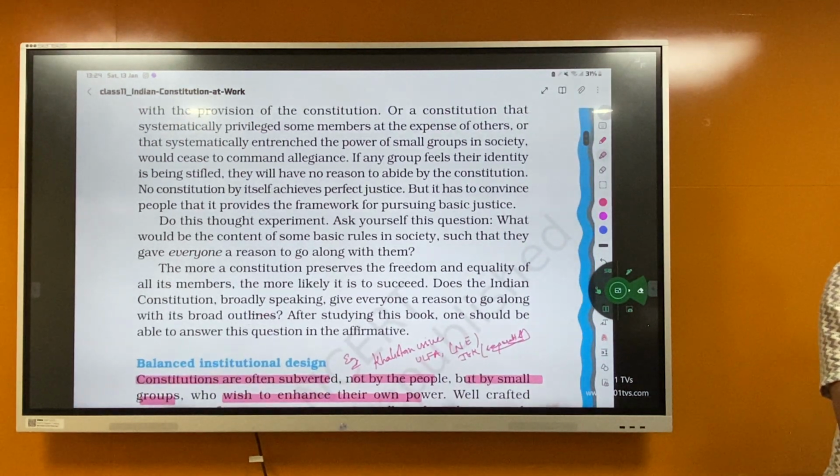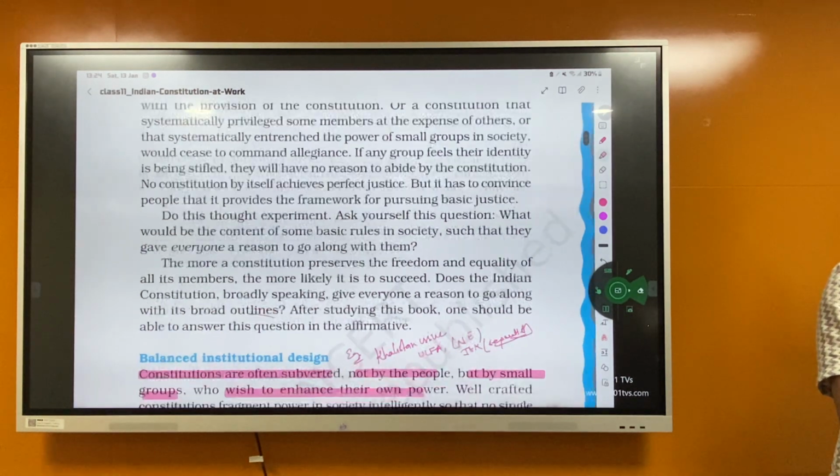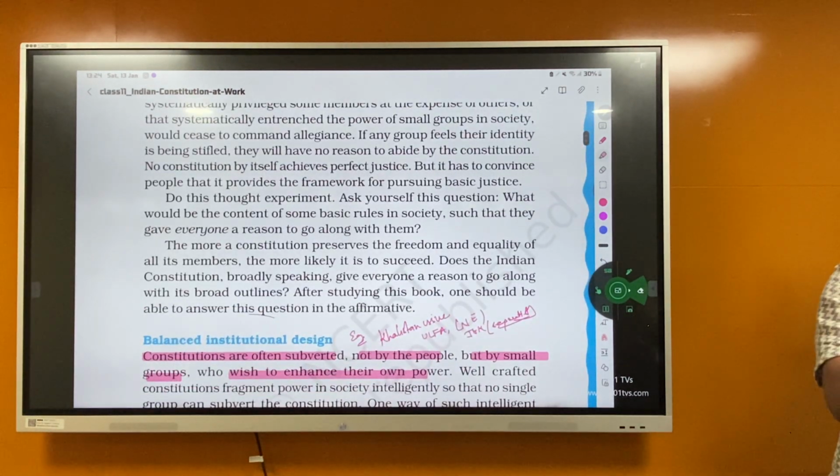But it has to convince people. If any group feels their identity is being stifled, they will have no reason to abide by the constitution. No constitution by itself achieves perfect justice, but it has to convince people that it provides a framework for pursuing basic justice. We cannot have everyone happy in our room.